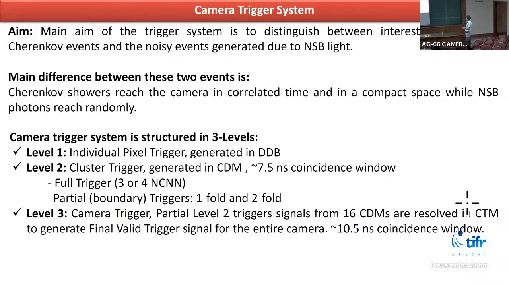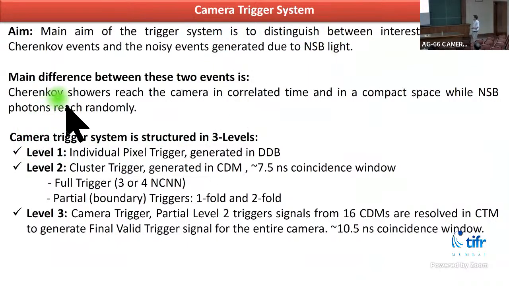So now I'll come to the camera trigger system. The main aim of the trigger system is to distinguish between interesting air shower Cherenkov events and the noisy events generated due to the night sky background light. The main difference between these two types of events is that Cherenkov showers reach the camera in a correlated time and in a compact space, whereas night sky background photons reach the camera randomly. So our aim is to distinguish between these two types of events.